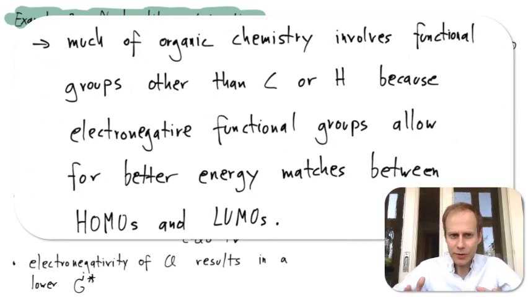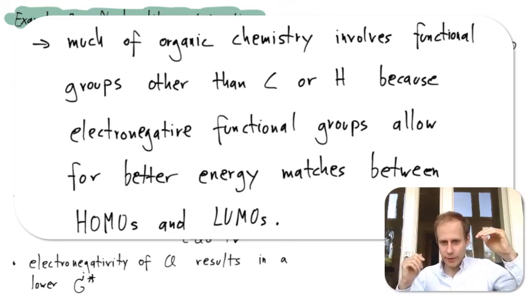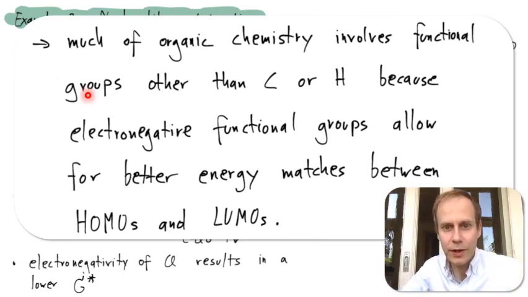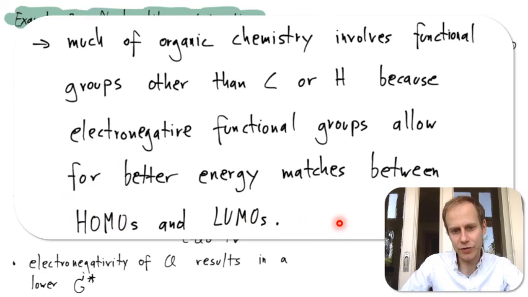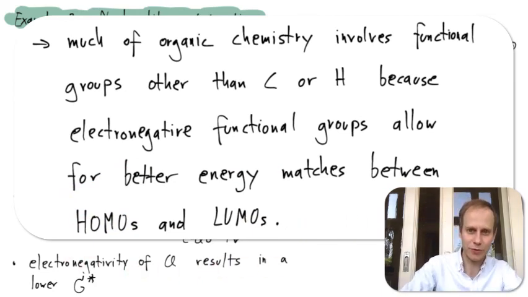So now you saw this electronegativity of the chlorine has made the reaction more favorable between the HOMO of the nucleophile and the LUMO of the CCl, and that's the reason why much of organic chemistry is involving functional groups other than carbon and hydrogen, because these electronegative groups like chlorine, they allow for a better energy match between the HOMO of the nucleophile and the LUMO of the electrophile.